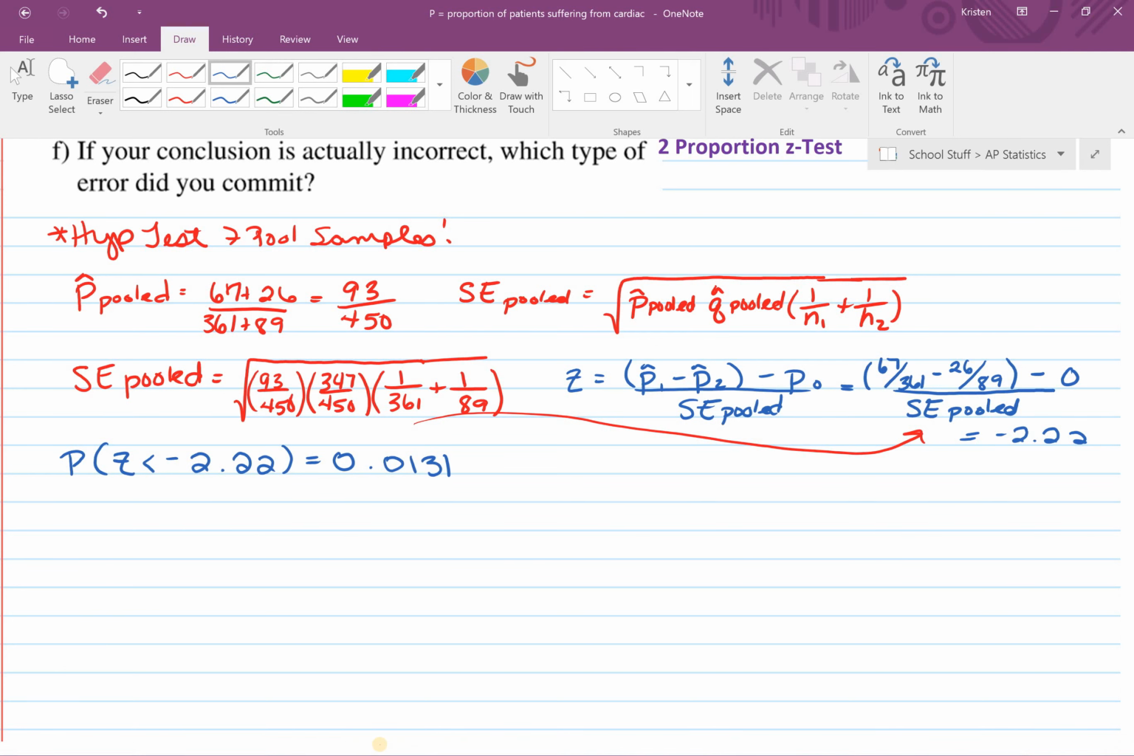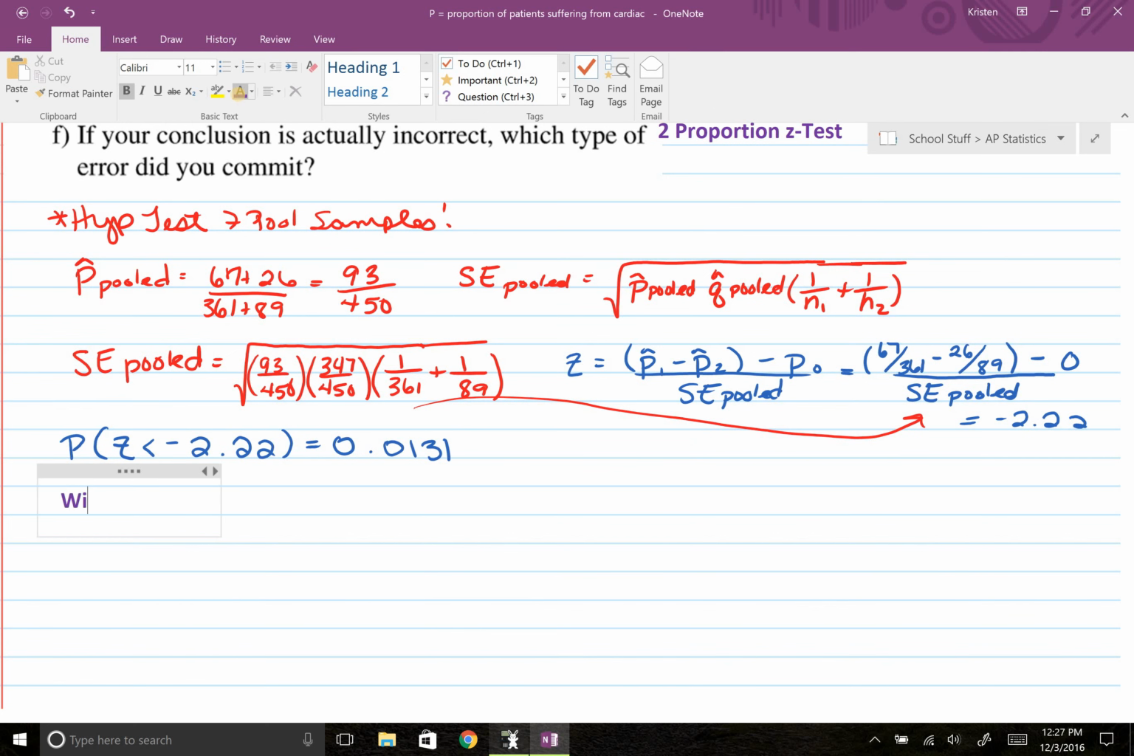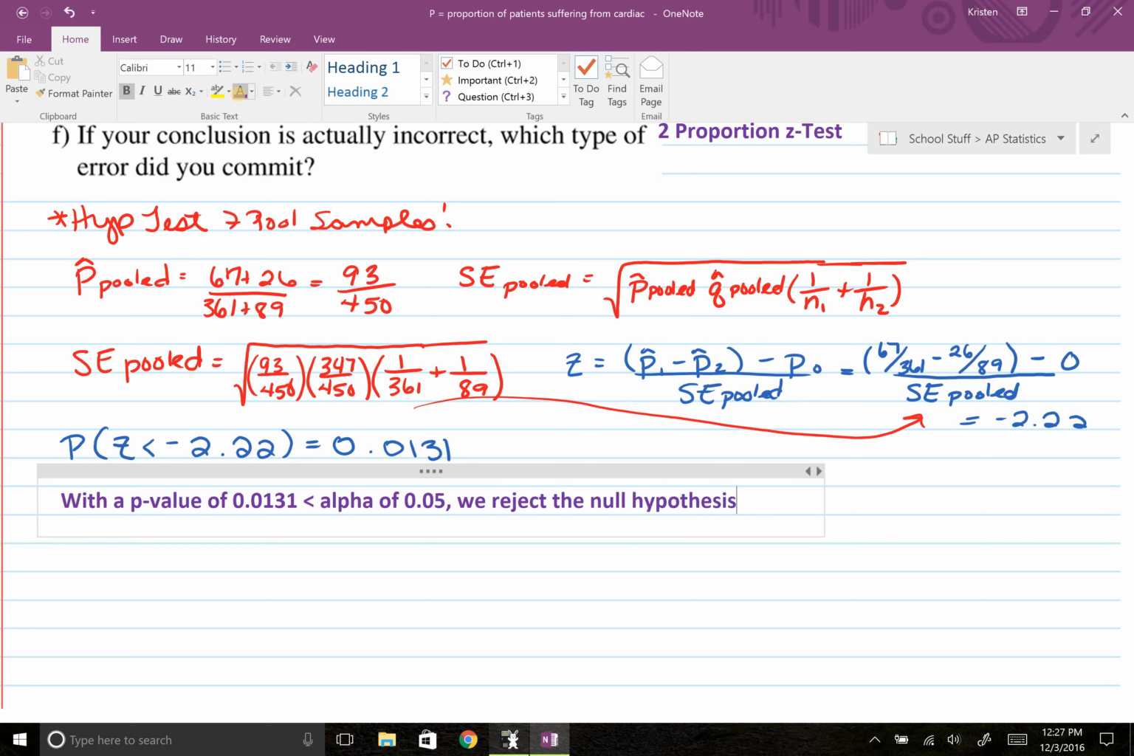So now I've done all of the mechanics that I need to actually make and state my conclusion. Now we get to state with a p-value of 0.0131, which in this case is less than our alpha of 0.05. Remember, we always not just want to say that it's less than our alpha, but actually include what alpha is. What do we do when the p is low? We reject the null hypothesis. And that's the general conclusion.